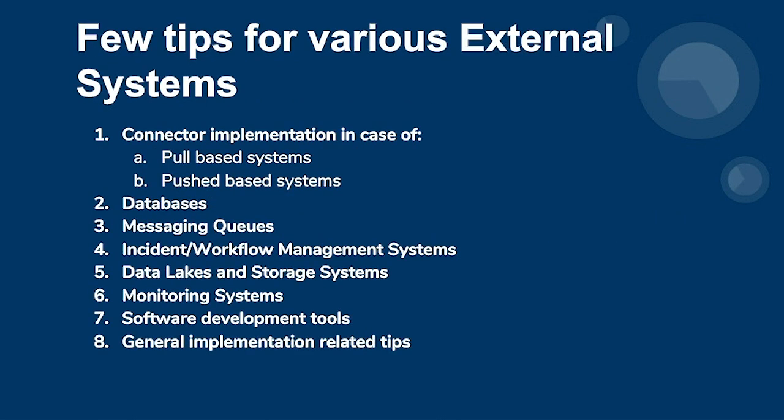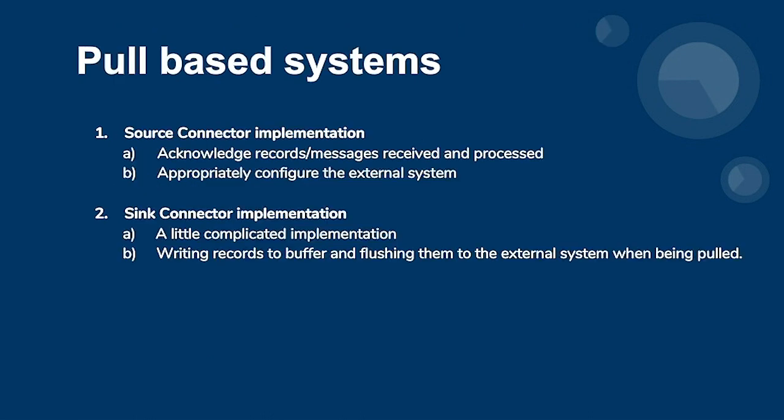So, some tips while implementing connectors for basic external systems. These are some systems that we are going to discuss. While implementing source connectors for pull-based systems, we should make sure that we acknowledge all the records that we receive and appropriately configure the external system. Let's say we're dealing with some message queue. In this case, we should configure the acknowledgement deadline to a high enough value to allow the connector to successfully process and acknowledge the records and avoid dealing with duplicates.